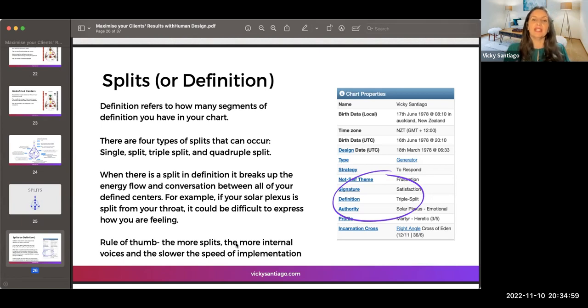So when there's a split in definition, it just means that it's breaking up the energy flow or the conversation between all of your defined centers. So if your solar plexus is split from your throat, it might be therefore more difficult to express how you're feeling, for example. So the rule of thumb is the more splits a person has, the more internal voices and the slower the speed of implementation. So if someone like me is a triple split, it's appropriate that it takes them a little while to get going because they've got 3 voices to try and bring all together to make sense.